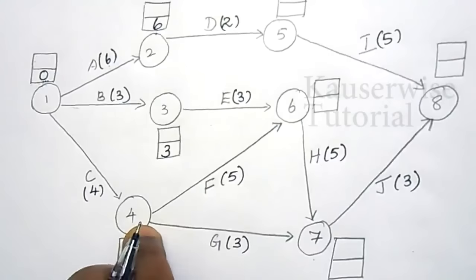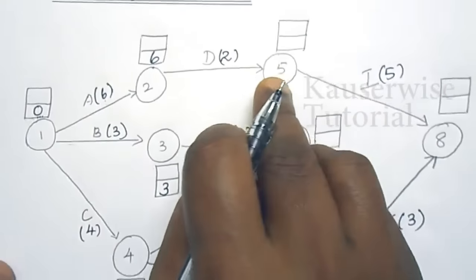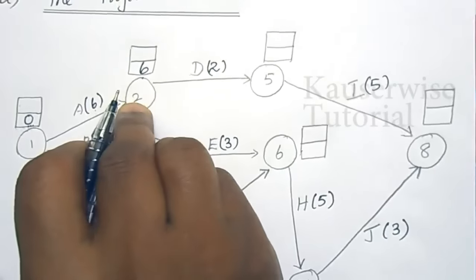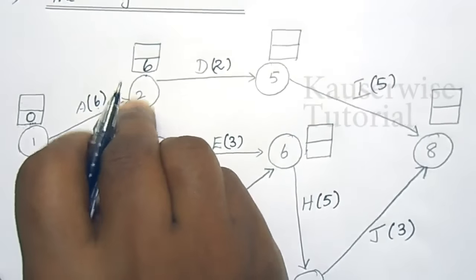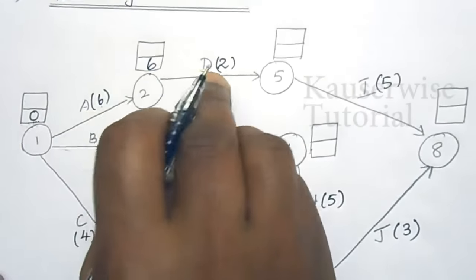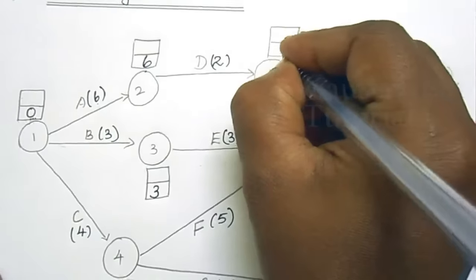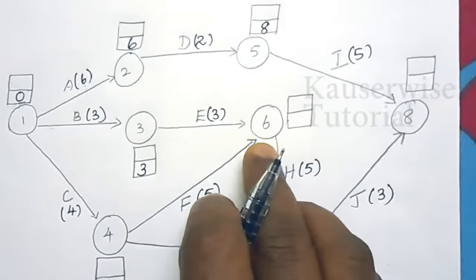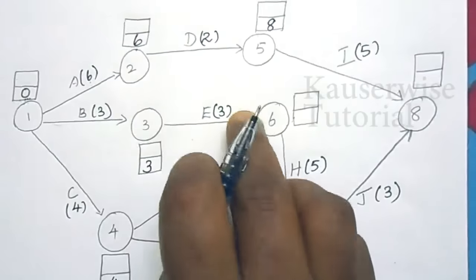Okay, now see the fifth node. For node 5, the previous node is 2. So, earliest start time for node 2 is 6. So, 6 plus 2, 8. Next, node 6. When we see node 6, here we have two options.